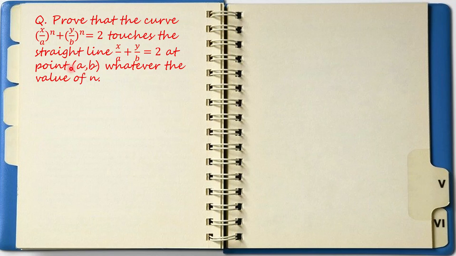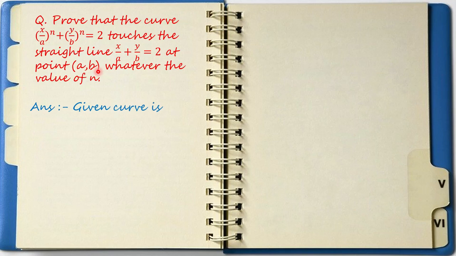That means the point of contact is given, the equation of the line, or we can say the equation of the tangent, is given, and the curve is given. We just need to show that for any value of n, this tangent will touch this curve at this point (a, b). So let's check how to solve this type of problem.